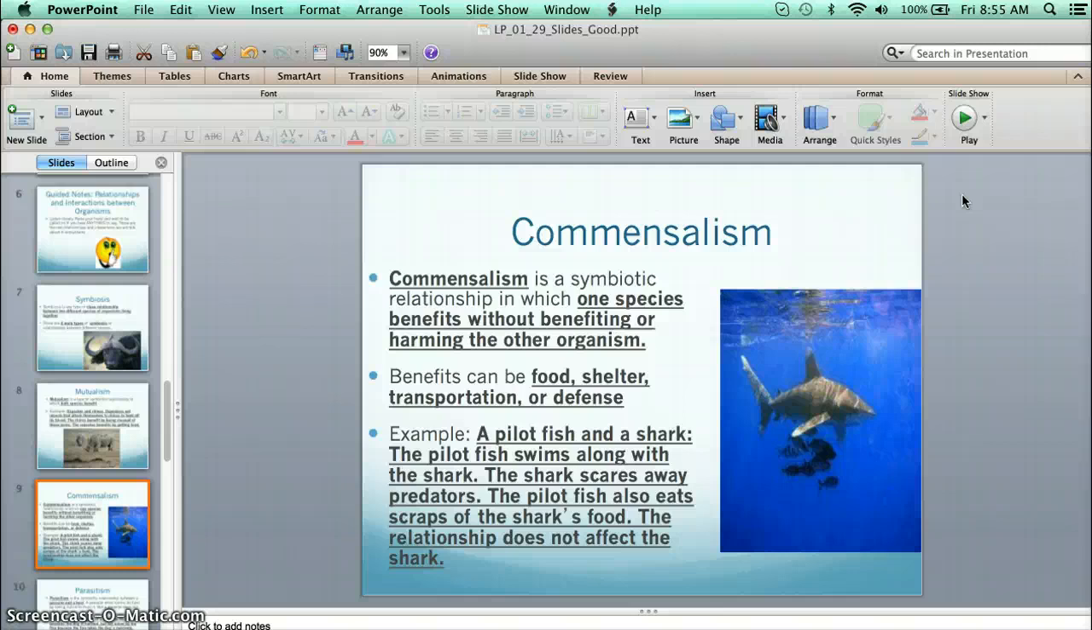So we call this type of relationship commensalism, because one organism is benefiting, but for the other organism, nothing's really happening to it. On your notes sheet, I want you to draw a smiley face and then a face that's just kind of blank. The other organism's not happy, it's not sad, nothing's happening to it. Okay, that's commensalism.